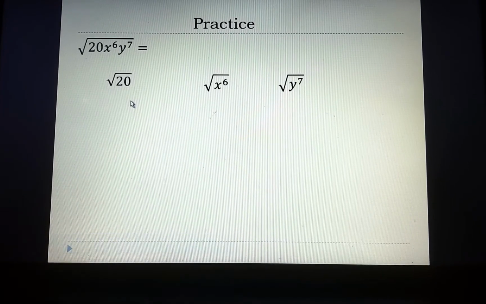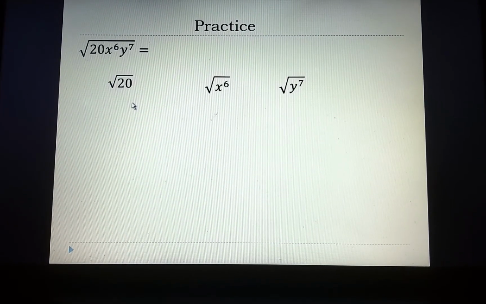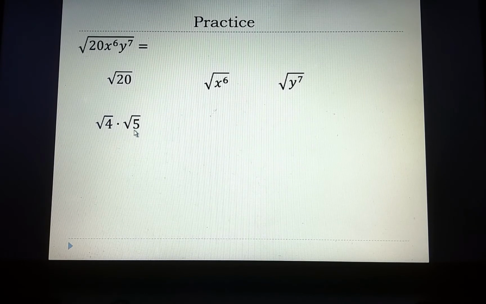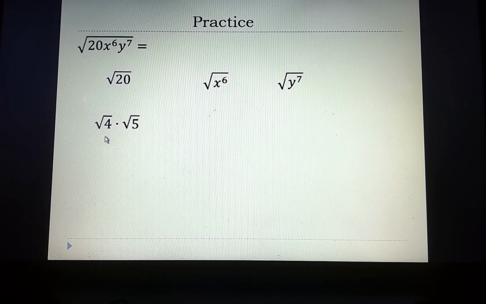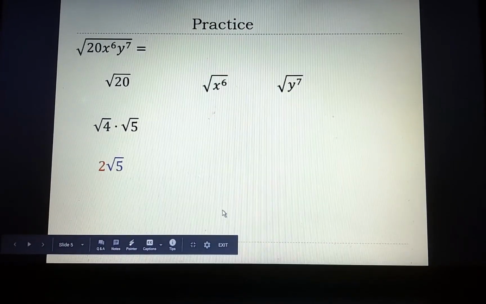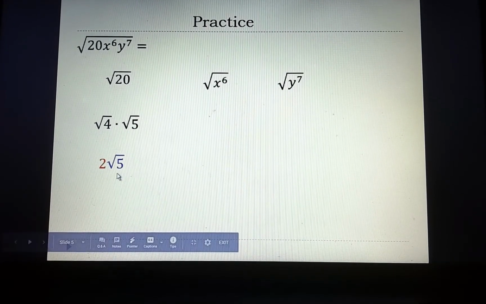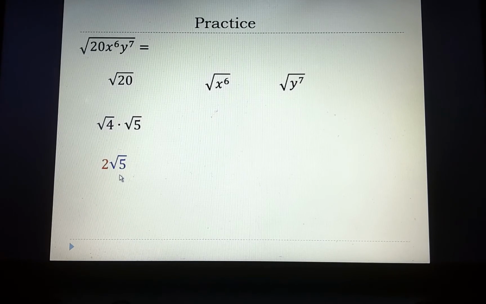20 is not on your square root list, but we can break it down into the square root of 4 and the square root of 5, because remember the square root of 4 is on your x squared list, and the square root of 4 becomes 2. So I've taken the square root of 20 and simplified it to 2 square root of 5.